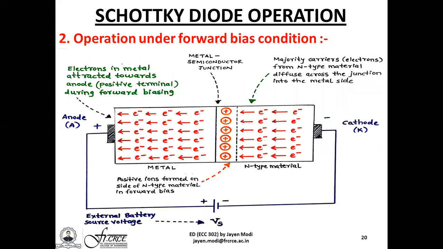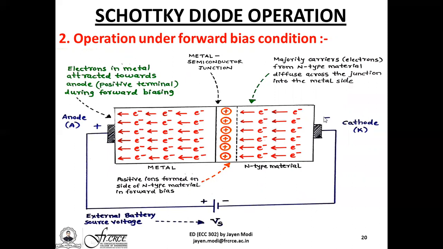For the forward bias condition, we have an external battery source voltage applied with the positive terminal connected to the anode and the negative terminal connected to the cathode. So electrons in the metal region are attracted towards the anode because of the positive charge, while at the cathode end the electrons are completely repelled due to the negative charge.